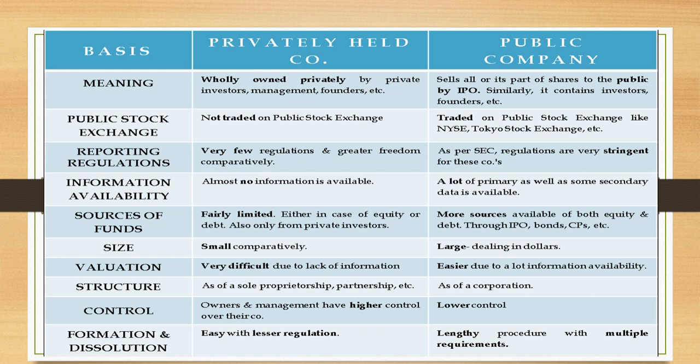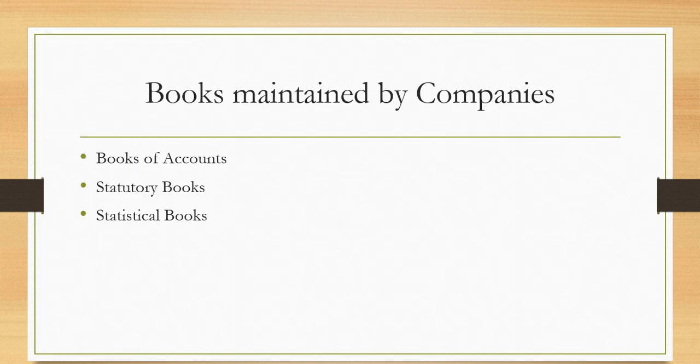Formulation and dissolution. A private company is easily formulated with lesser regulation regarding it. But a public limited company has a lengthy and long procedure for creation, formulation as well as dissolution.